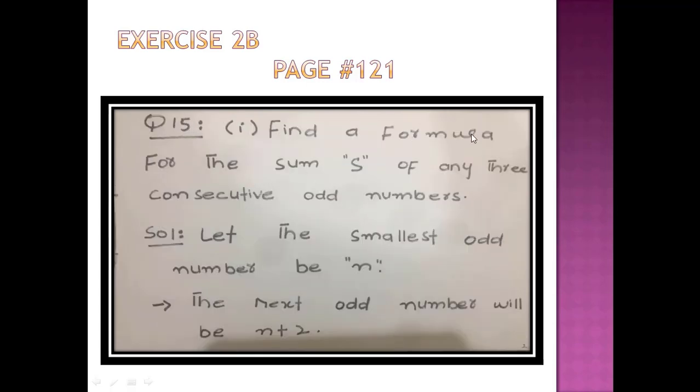Find the formula. Okay, here we find the formula for the sum S of any three consecutive odd numbers. Okay, first of all, we have three things in this question. First of all, we find the formula of S, odd numbers and consecutive. Okay, odd means 1, 3, 5. This is called what? Odd numbers. And consecutive means sequence wise. Okay, now we have a solution.